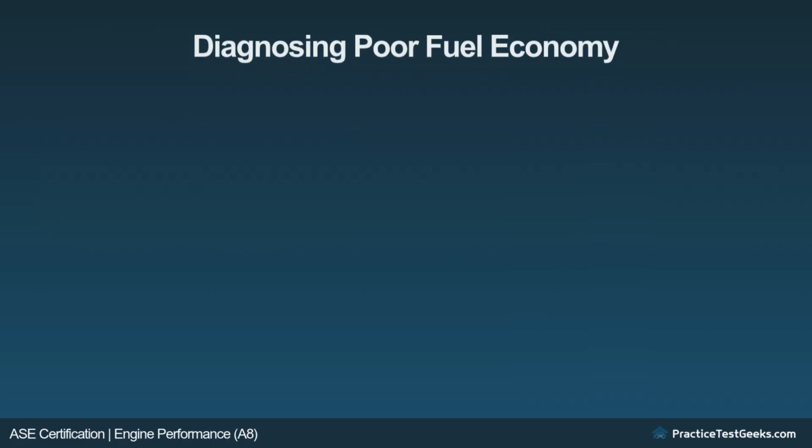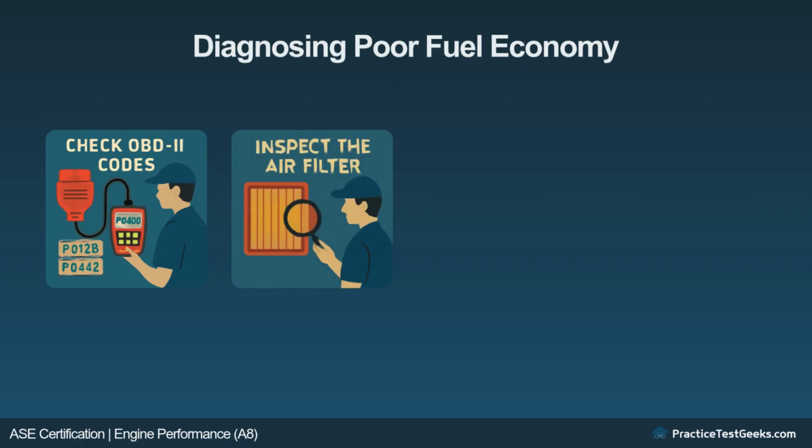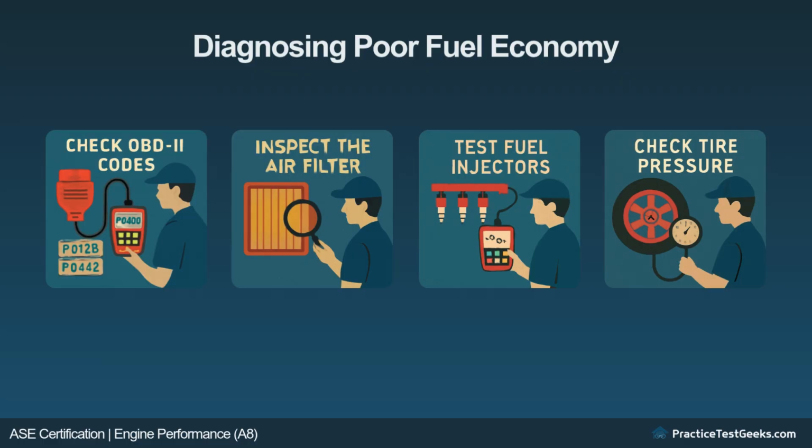Diagnosing poor fuel economy. Check OBD2 codes. Use a scanner to check for any codes related to the fuel system, oxygen sensors, or air-fuel mixture. Inspect the air filter. Replace a clogged air filter to ensure optimal airflow to the engine. Test fuel injectors. Inspect fuel injectors for proper operation using an injector pulse tester and ensure there are no blockages or leaks. Check tire pressure. Ensure that the tires are inflated to the correct pressure. Underinflated tires can lead to poor fuel economy.